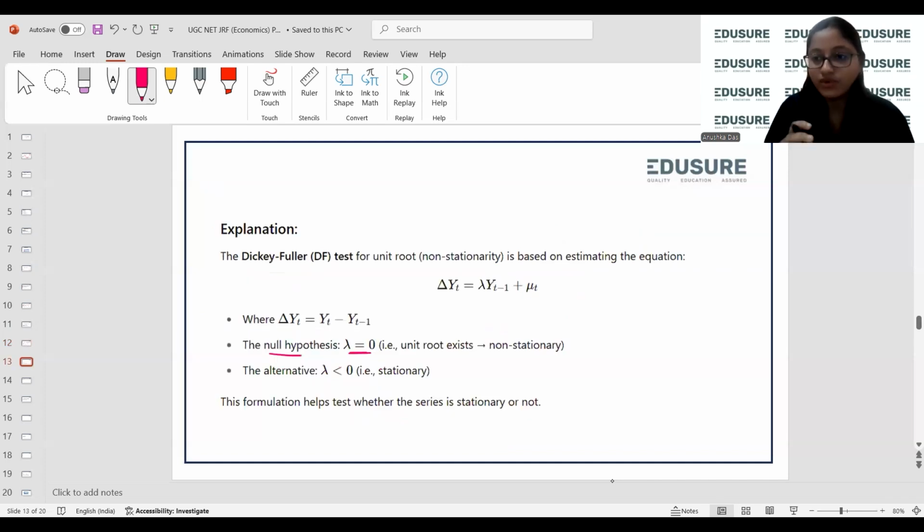Random walk is a special case of the autoregressive process of order 1. So if lambda is 0, then we will say a unit root exists and the process is non-stationary. Specifically, it is a random walk process, which is always non-stationary. And alternatively, if lambda is less than 0 and the alternative is accepted, then the process becomes stationary. This is how you check the process using this test. This formulation helps you to test whether the time series is stationary or not.